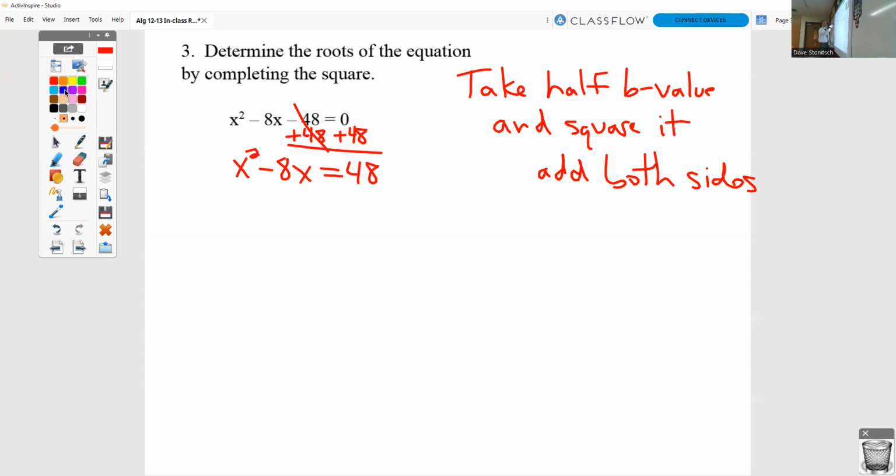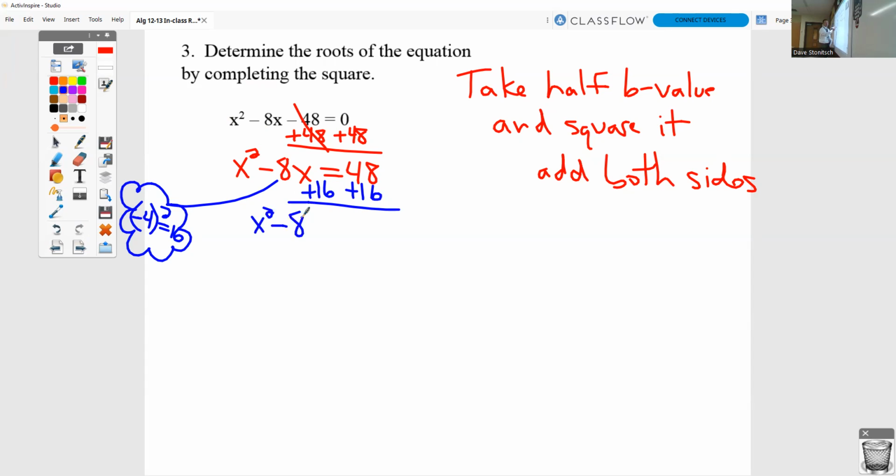Now I want to go into my little thought bubble here on the side. In that thought bubble, I'm taking half of the b value. So half of negative 8 is negative 4. And I want to square it. Again, be very careful. You want to put it inside parentheses and then square it. So negative 4 times negative 4, which is positive 16. That's the number that I want to add back to both sides. So now I have x squared minus 8x plus 16 equals 64.